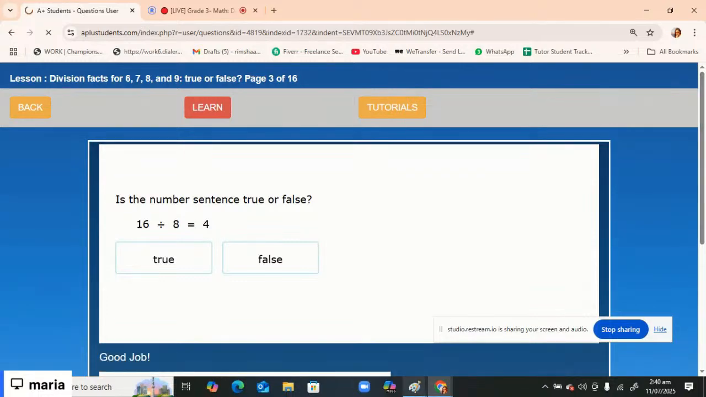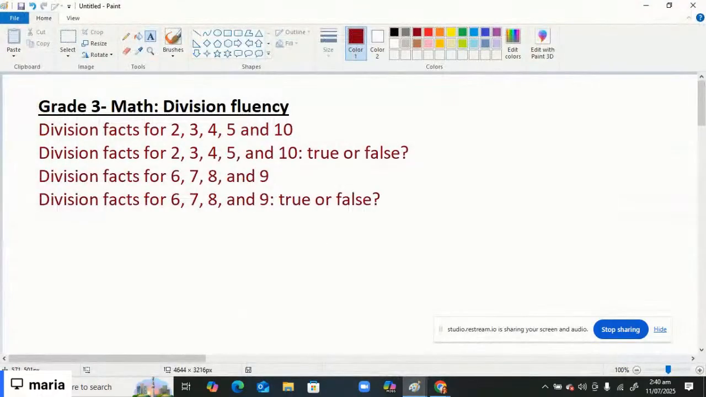Hope you guys understand this lesson. Today we discussed grade 3 math. The chapter today is division fluency. Here is the list of lessons: division facts for 2, 3, 4, 5 and 10; division facts for 2, 3, 4, 5 and 10, true or false; division facts for 6, 7, 8 and 9; division facts for 6, 7, 8 and 9, true or false.